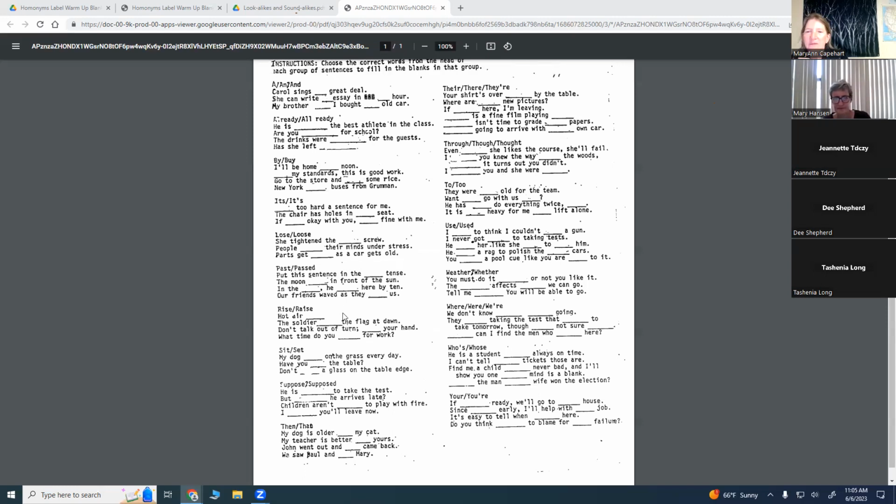Past and passed sound very similar, unless you're like one of those people that pronounces the T's. Most people just say past and passed. Put this sentence in the P-A-S-T, past tense. The moon P-A-S-S-E-D in front of the sun. In the past, he P-A-S-S-E-D by 10. Our friends waved as they P-A-S-S-E-D, get past us.